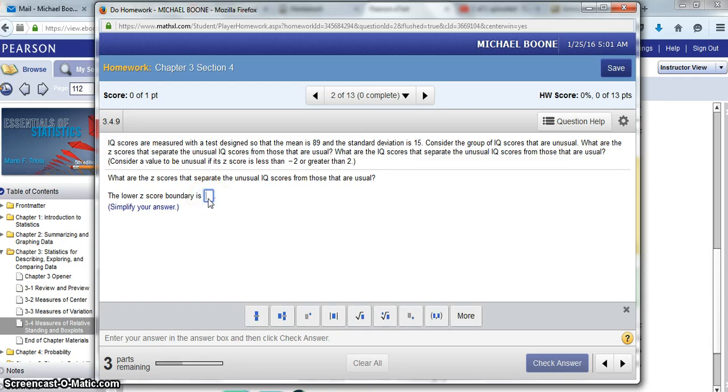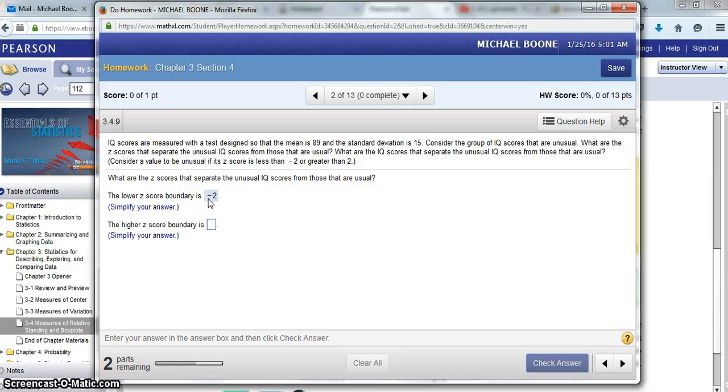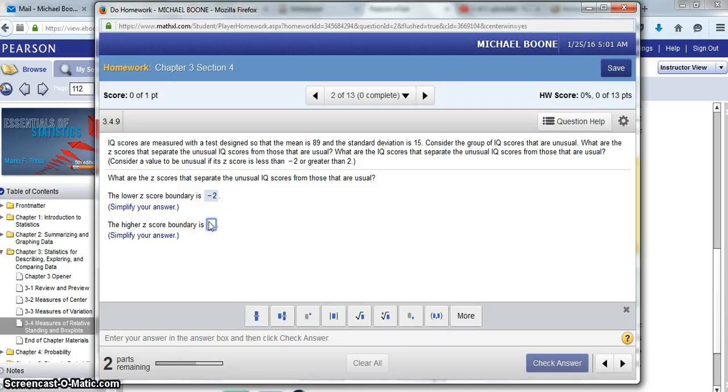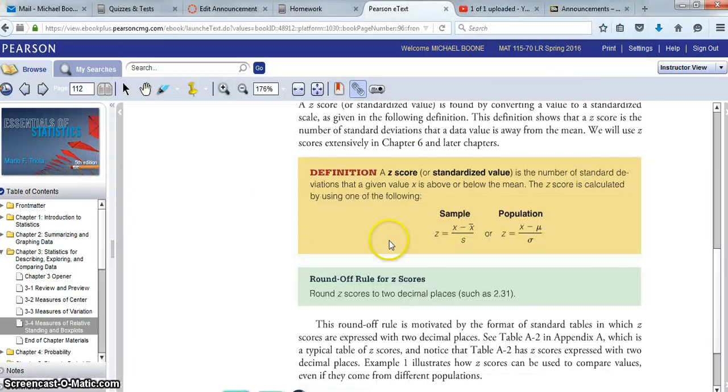So on this one, the lower one, I would think would be -2, because it's asking for the z-scores. Let's check. The higher z-score is 2. But if they want the IQ score, that would be 2 standard deviations below, right? Because that's what a z-score is, the number of standard deviations you are above or below the mean.